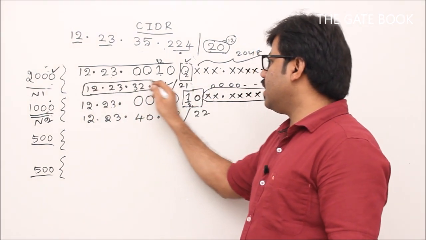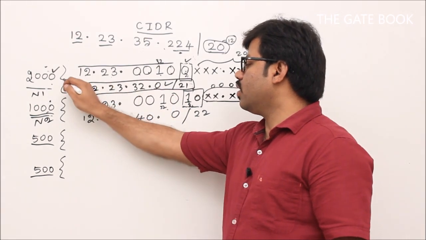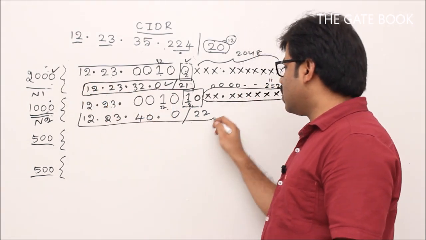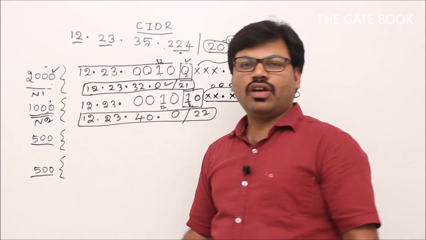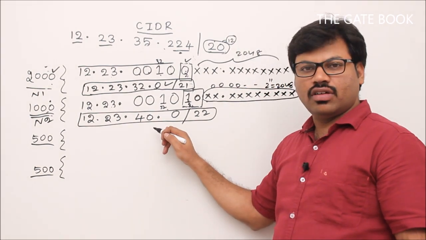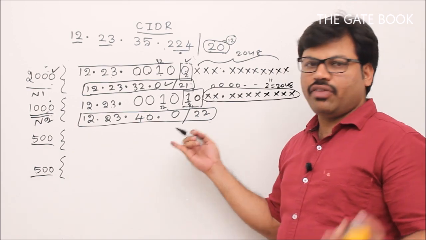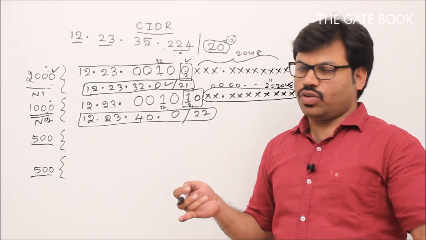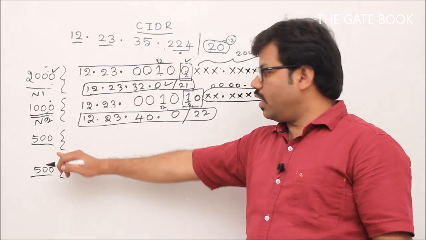So I can say this is CIDR for this network. This is a CIDR for this network. CIDR is nothing but writing one of the IP addresses of the network, and the prefix part uniquely identifies the network. Don't worry. Now the third one, we need 500.